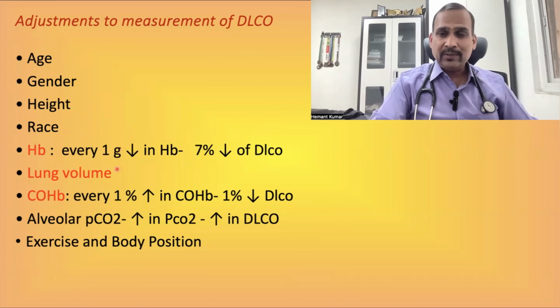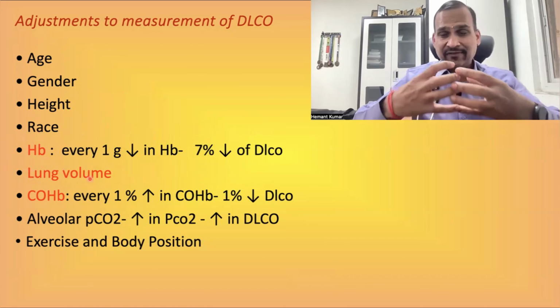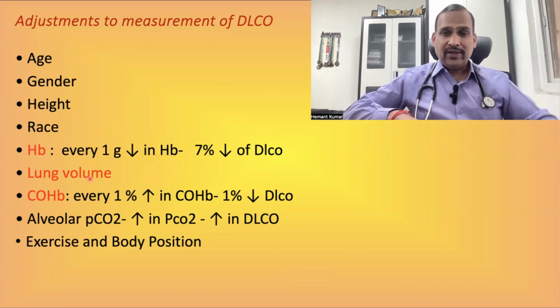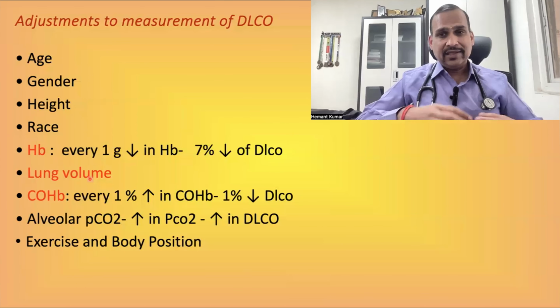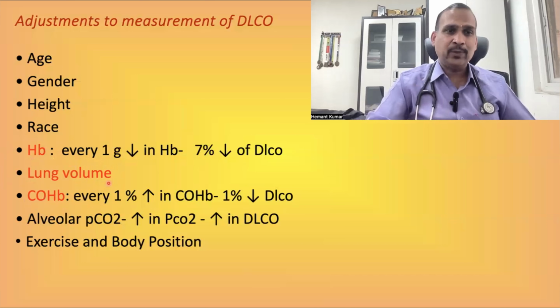So if you don't know about hemoglobin, you will think that the patient has less DLCO. So we have to correct DLCO for hemoglobin. Same thing is lung volume, because for DLCO, ventilation should be normal. A patient who has less ventilation means the air is not reaching the alveoli. Once air is not reaching the alveoli, there will be less diffusion. So those patients who have low lung volume will have a false reduction in DLCO. So we have to correct.